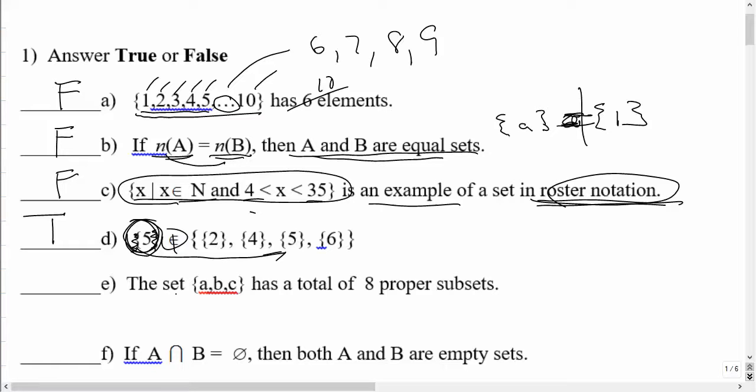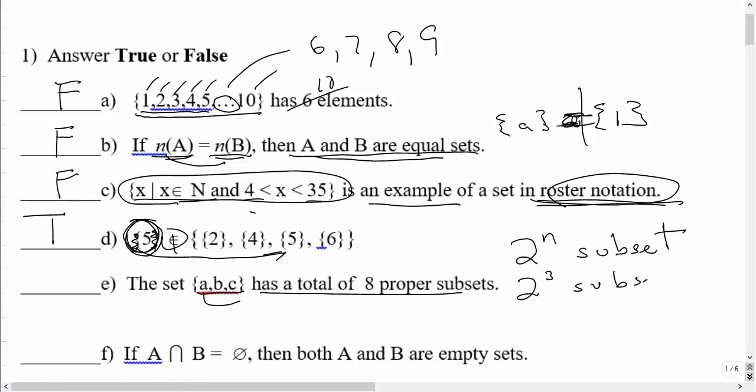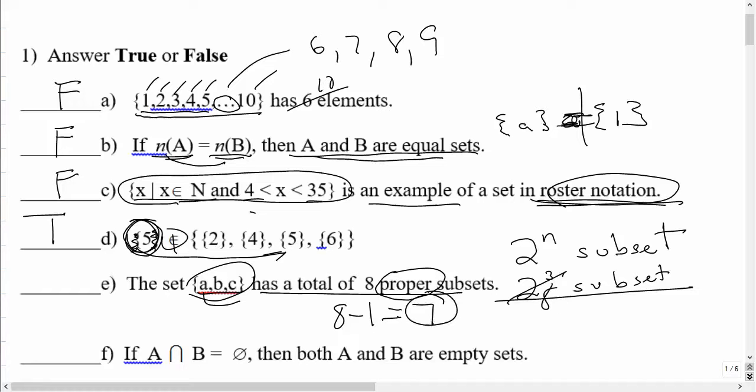E, the set that consists of the 3 elements A, B, C has a total of 8 proper subsets. Alright, now this requires you to remember that a set has 2 to the n subsets, okay? where n is the number of elements. So this set has 2 to the third subsets, which is 8. But this one's talking proper. Proper means you're smaller. So one subset of this set here is the set itself, but it's not proper. So we have to take one of them away, and the number of proper subsets actually would be 7. So this is false.